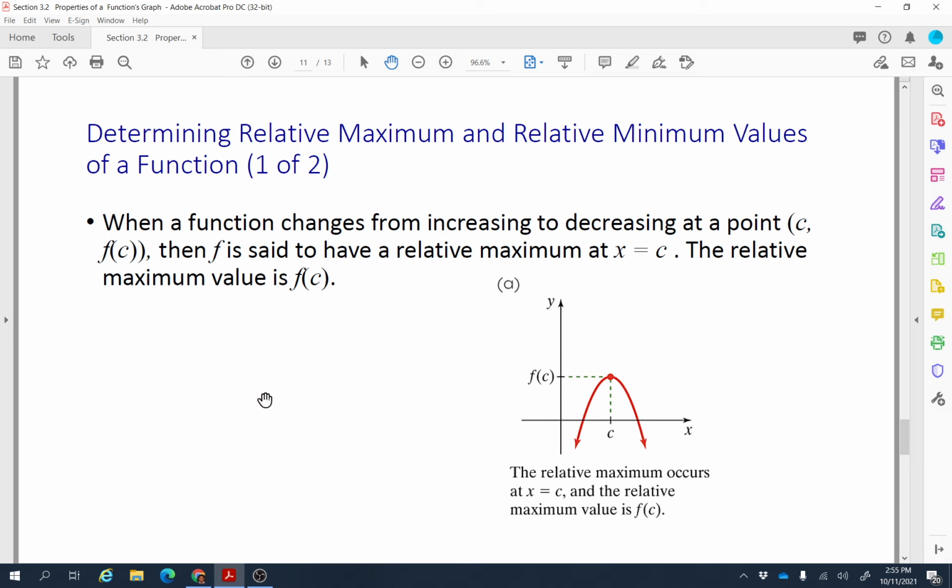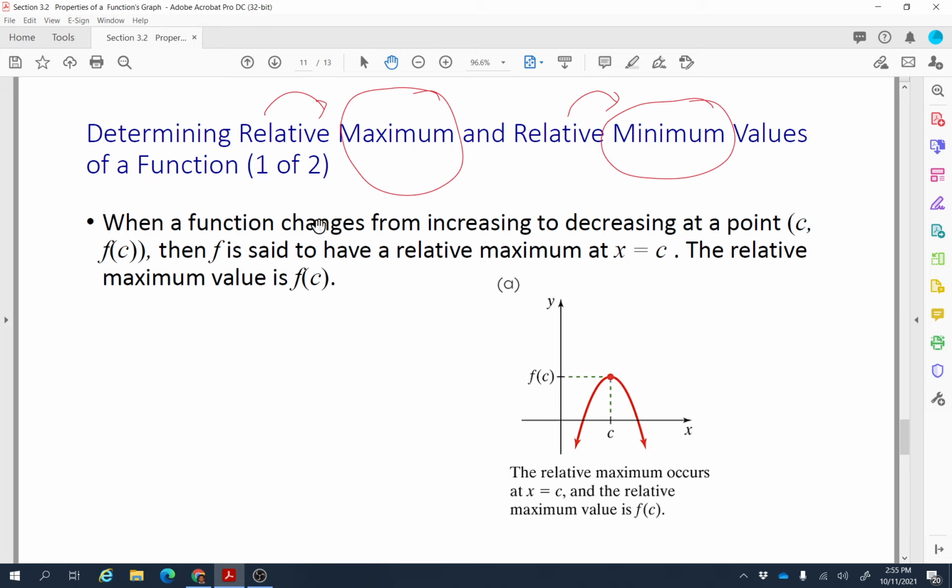Okay, we also have to find the relative maximum and the relative minimum of the function value. If you have a graph and to the left of some point the graph is increasing, and after that point the graph is decreasing, then that point is called a relative maximum point. As you can see, the graph is increasing up to this point, and after this point the graph is going down. So this is called relative maximum.